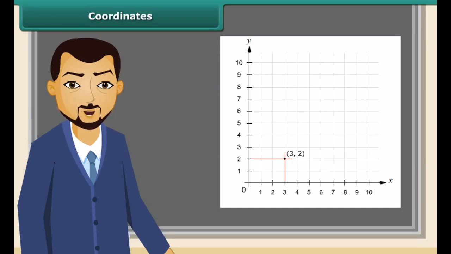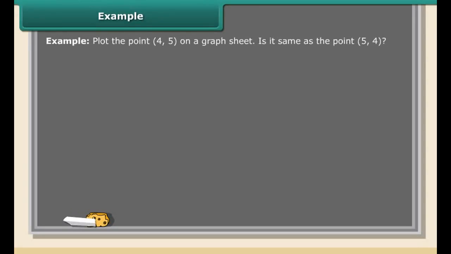3 is called the x coordinate of the point. 2 is the y coordinate of the point. We say that the coordinates of the point are (3, 2).